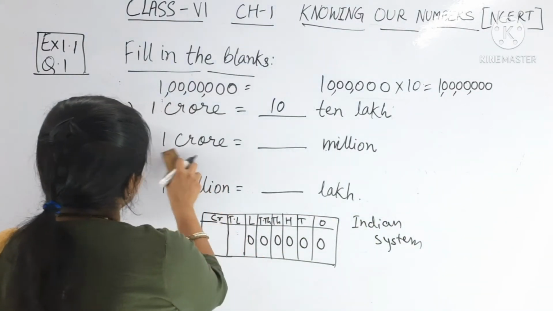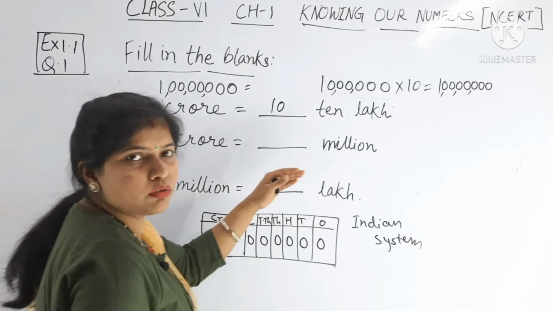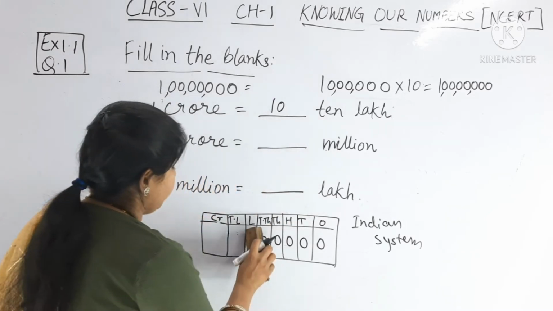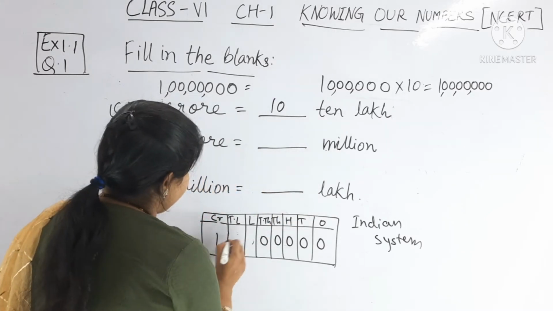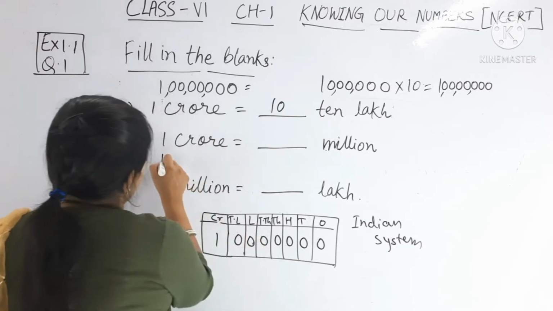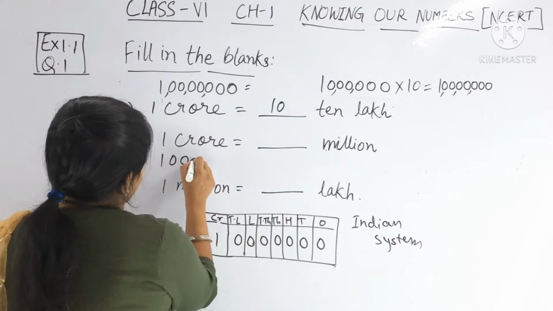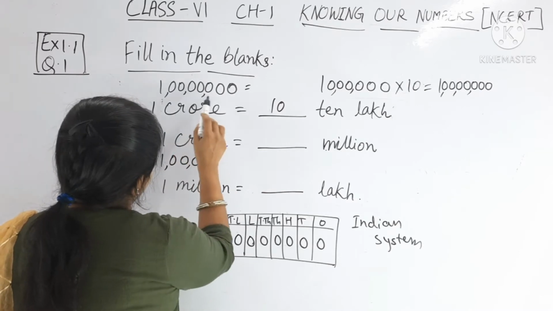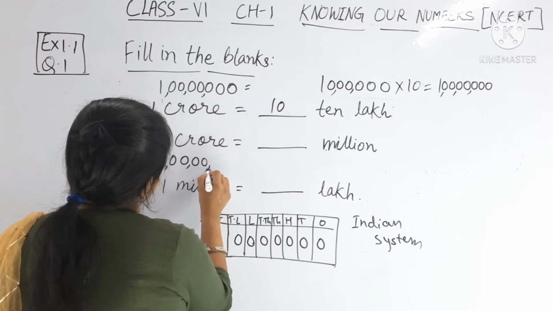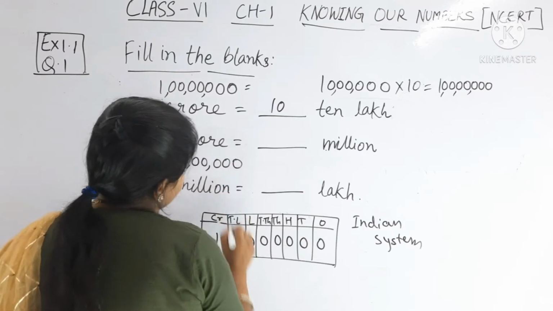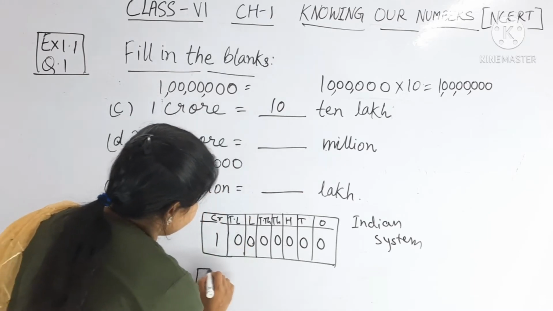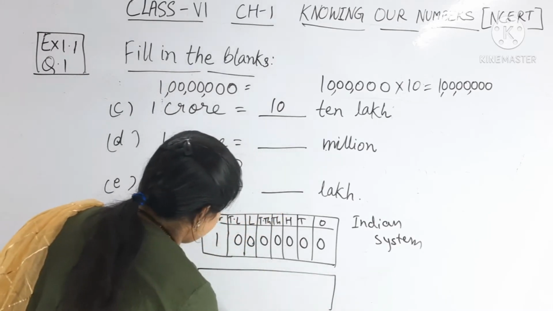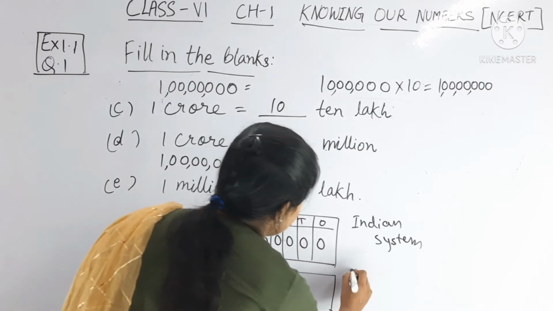Now the next question is D part, 1 crore equal to dash million. So I am writing here 1 crore. How many zeros will be there? 7. And I am making the place value chart of the international system.